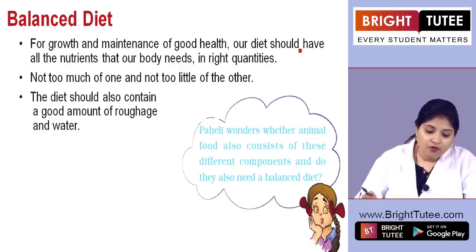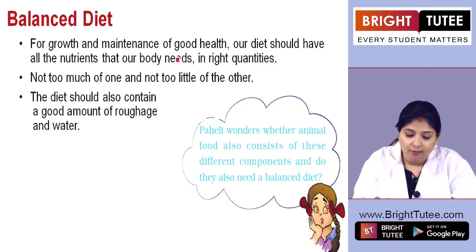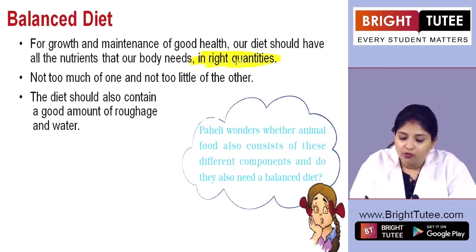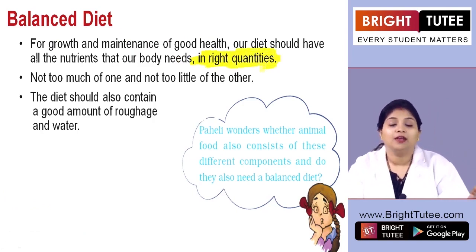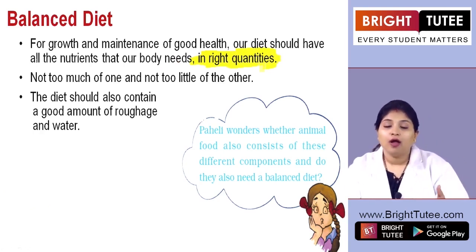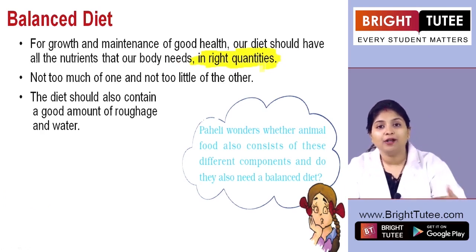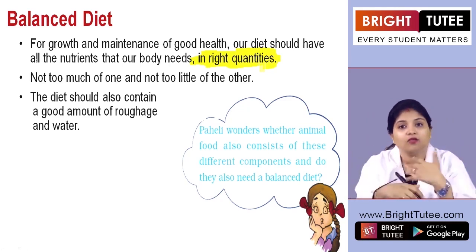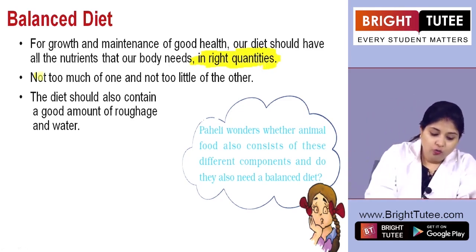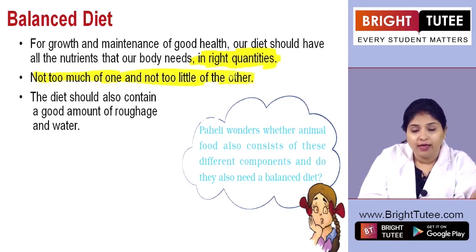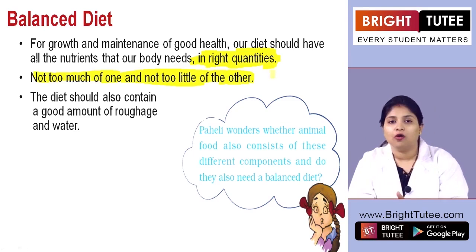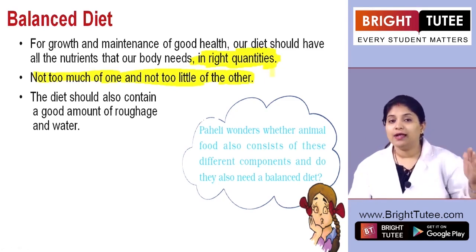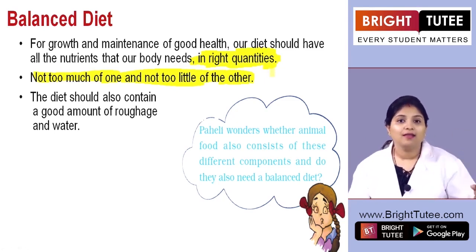For growth and maintenance of good health, our diet should have all nutrients that our body needs in the right quantities, right? It is very important to understand that all the nutrients that we require should be present in the right quantities. That means we should not eat too much carbohydrate or too much fat or too much protein. Everything should be balanced, and that is why we call it a balanced diet, right? Not too much and too little of anything. Not too much fat or too little fat, right? Both of these should have a proper balance, of how much you should eat and what you should avoid or lessen in your diet.